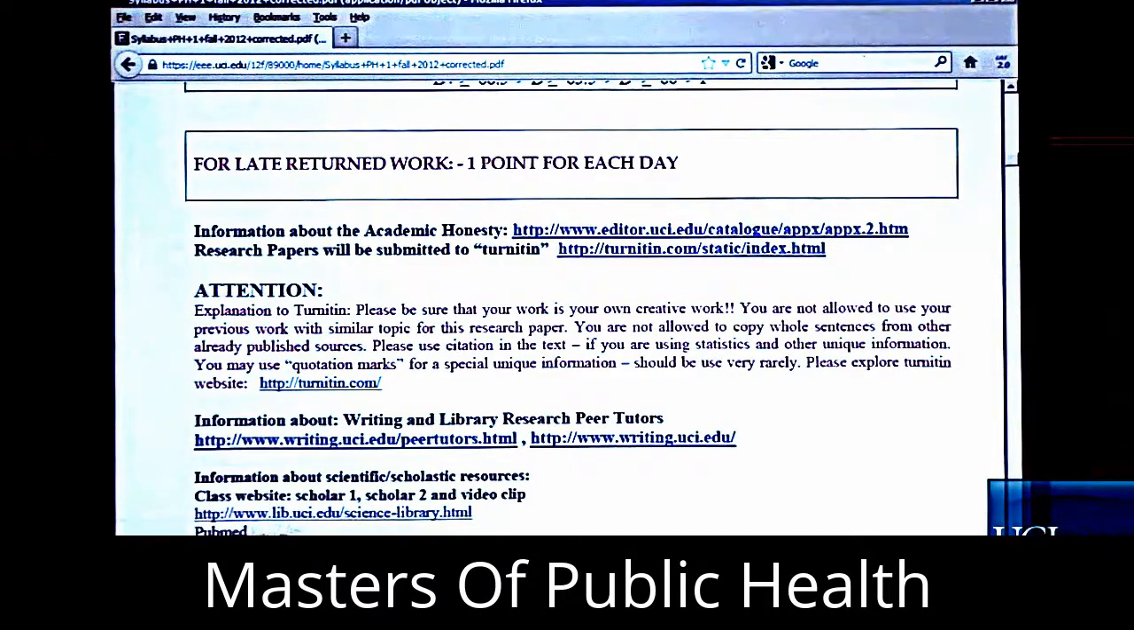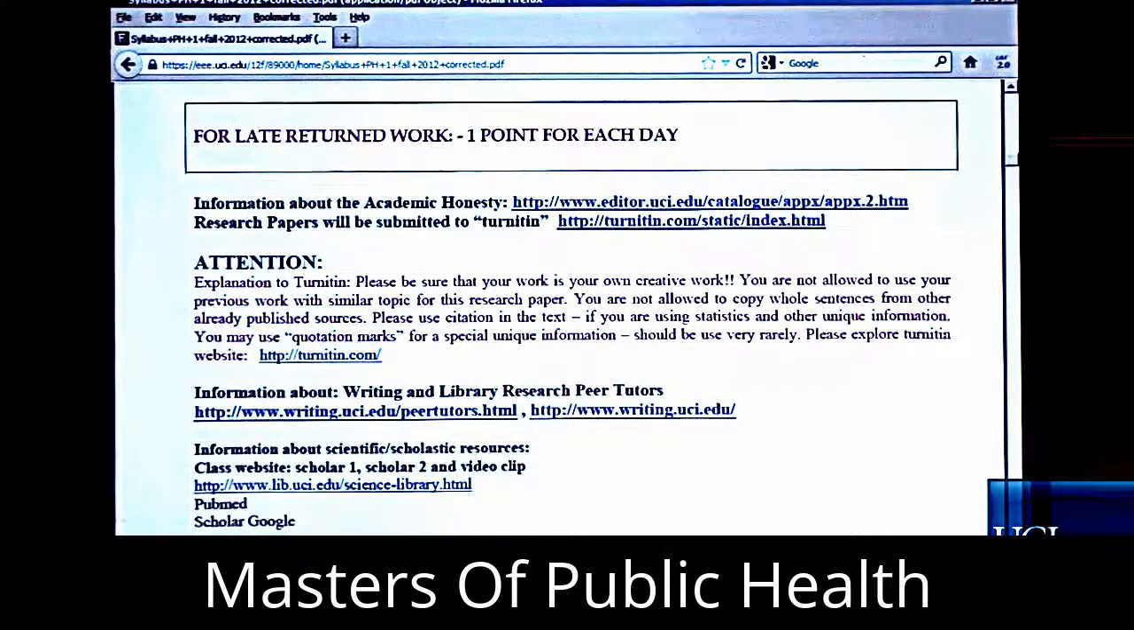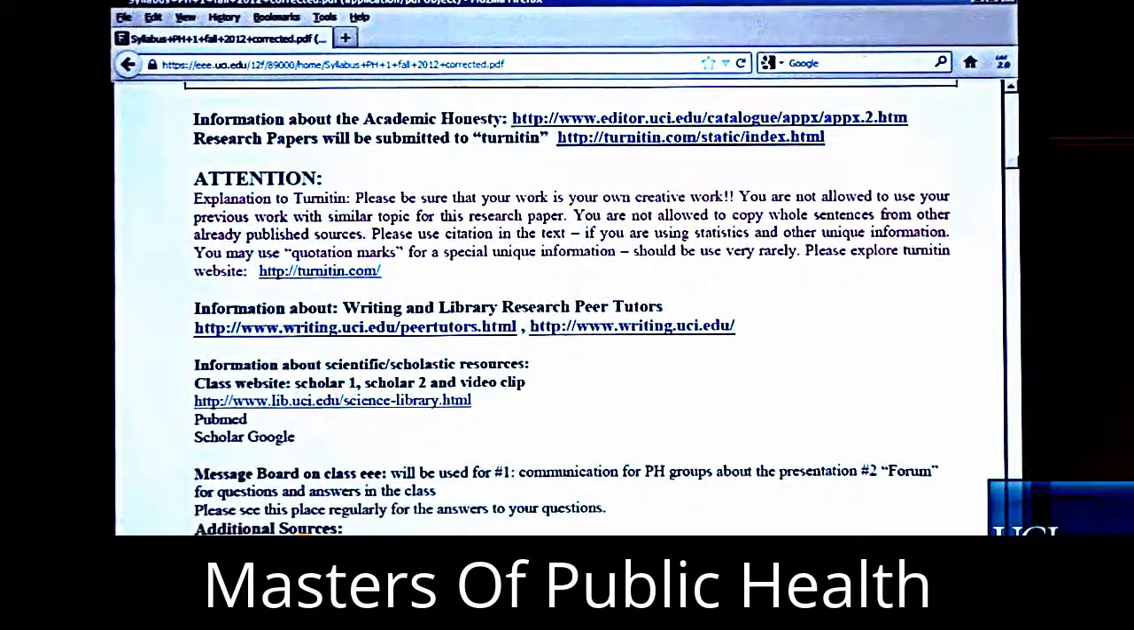In case you need some help with the writing, there are links where you can get help, so there will be tutoring for writing. If you have any questions, please come to us also, to me or the teaching assistant. We will be very happy to help you.